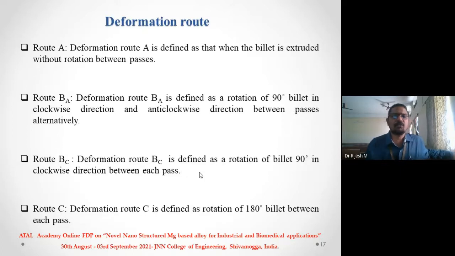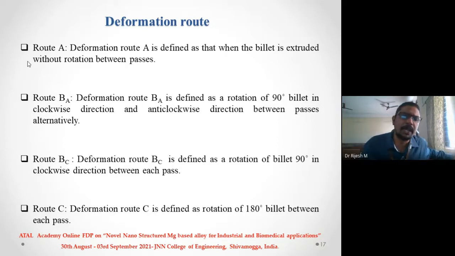There are 4 deformation routes that we generally adopt in ECAP. One is route A. Route A is defined as when the billet is extruded without rotation between passes. You are taking the billet from the die and putting it back in the same way. You are not doing anything with that. We call it route A. The billet is extruded without rotating it at all.